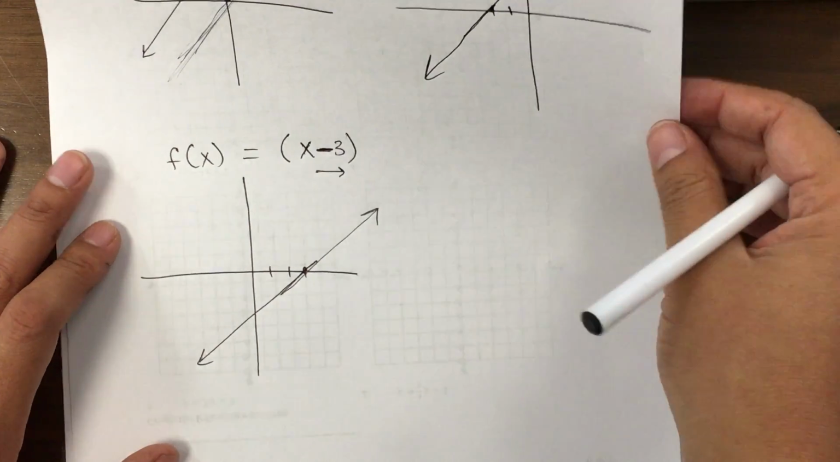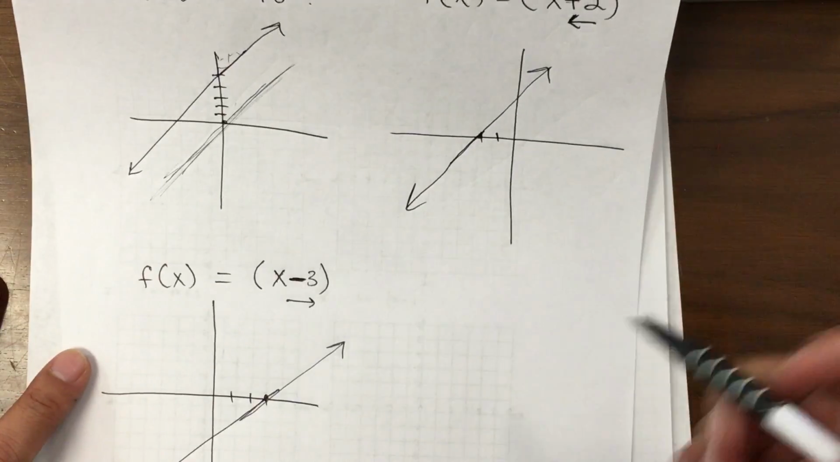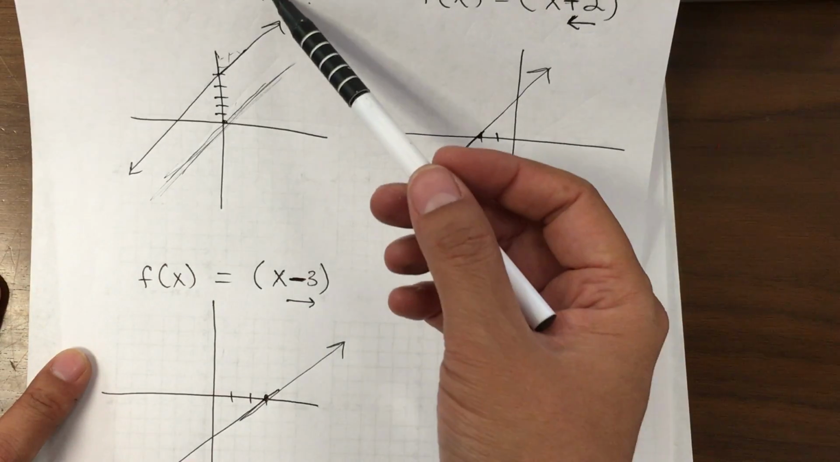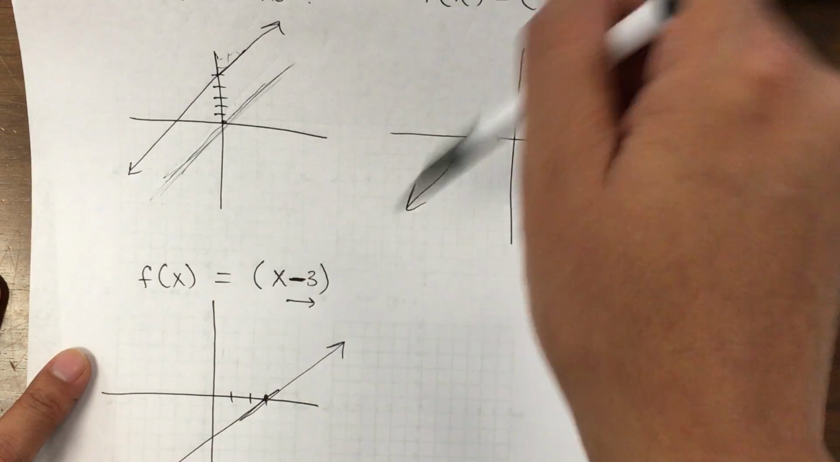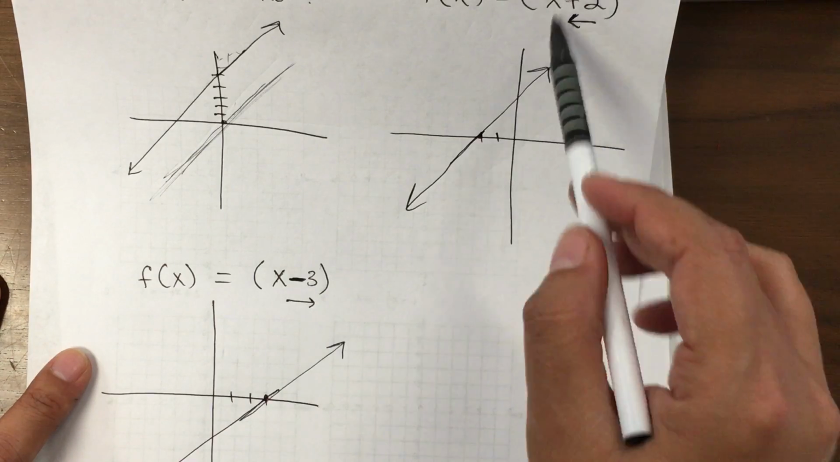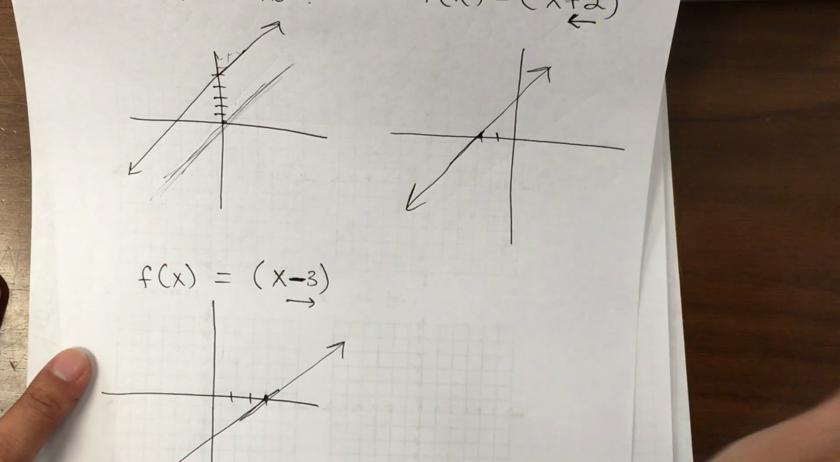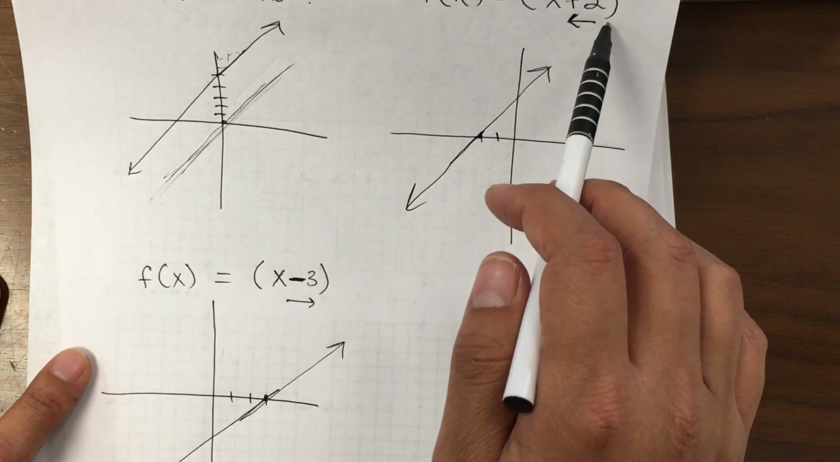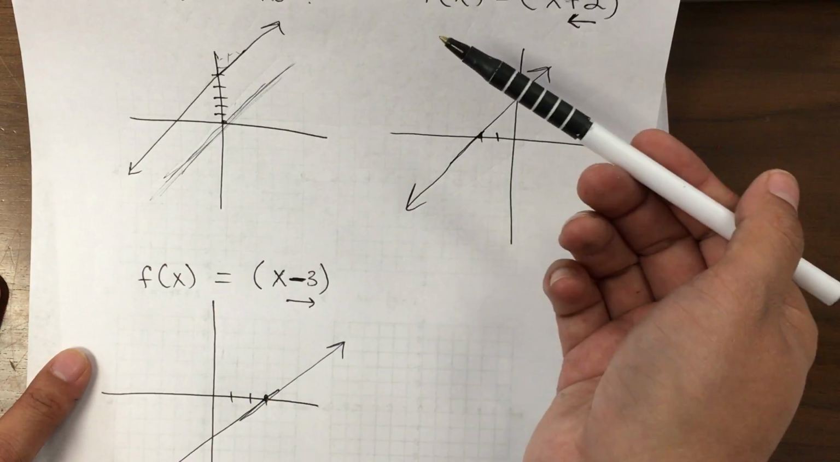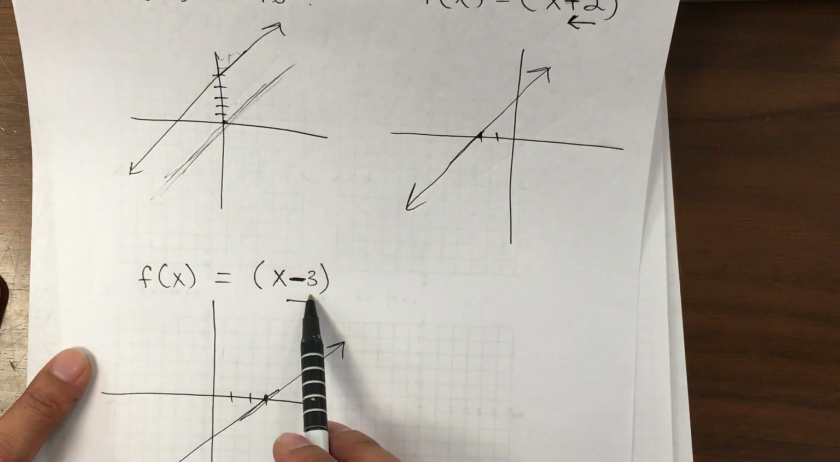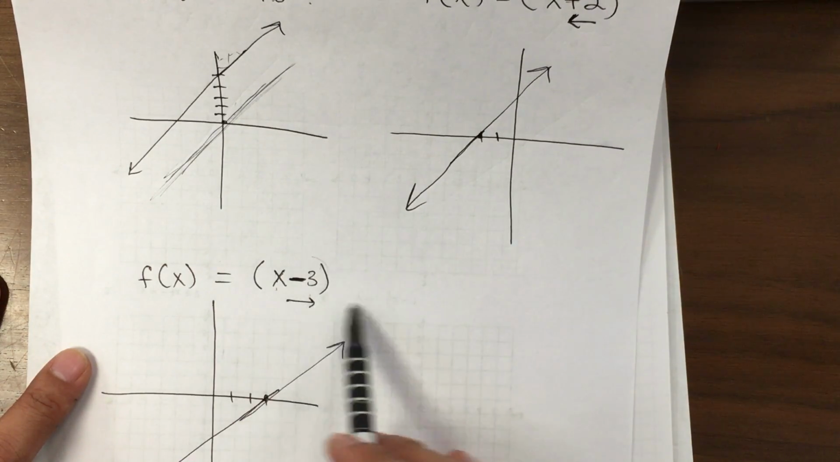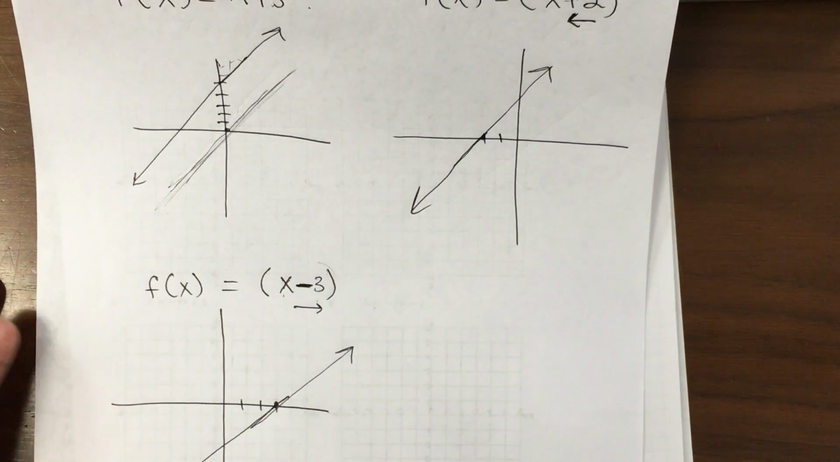You might want to review this because people get confused. With this, when there is no parentheses, up and down is easy, but then they get confused with left or right. Remember that if it's plus inside of a parenthesis, it goes left. Minus inside of the parenthesis, it goes to the right.